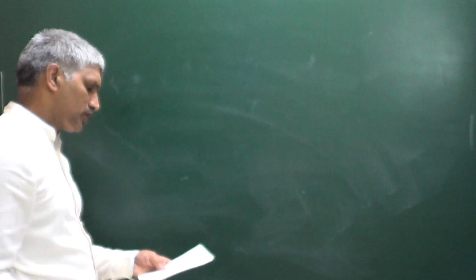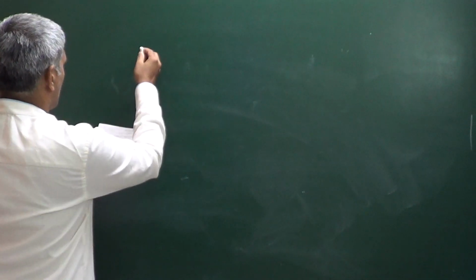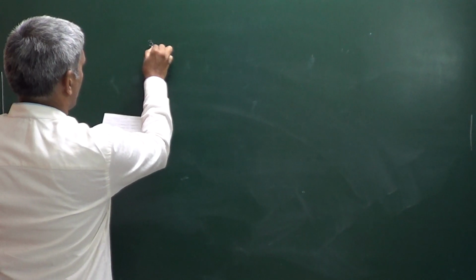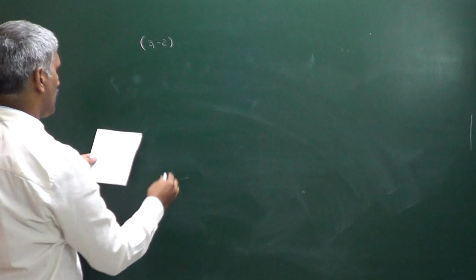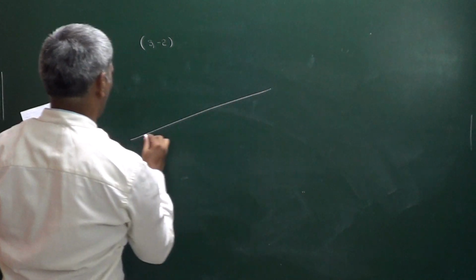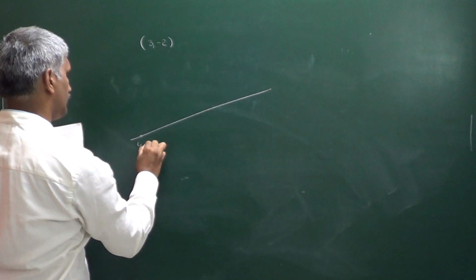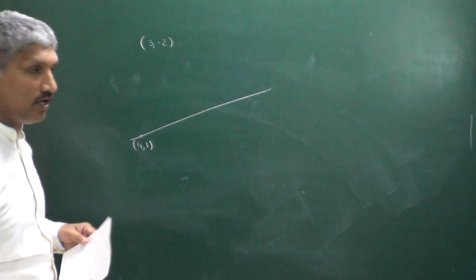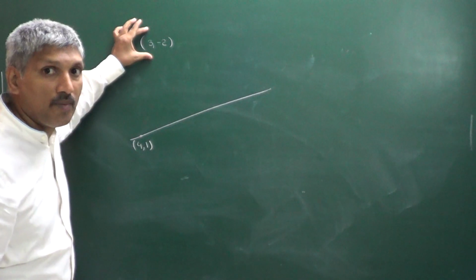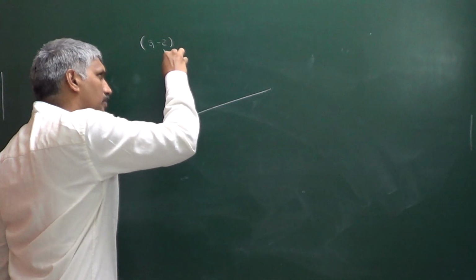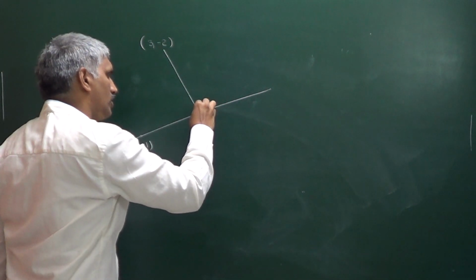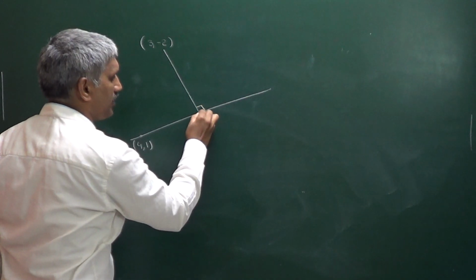So one more question is given like this. The locus of the foot of the perpendicular from (3, minus 2) to a variable line passing through the point (4, 1). This is the information given. From the point (3, minus 2), we have to draw a line perpendicularly, which we will call the foot of the perpendicular.